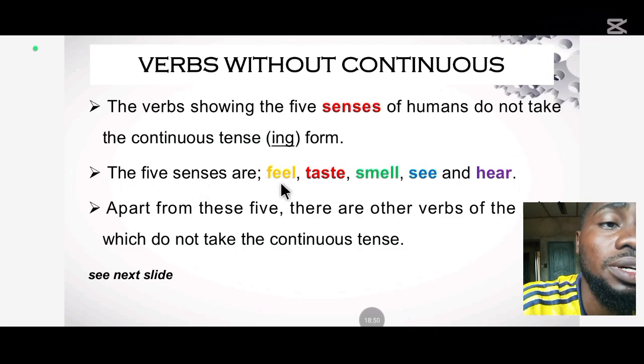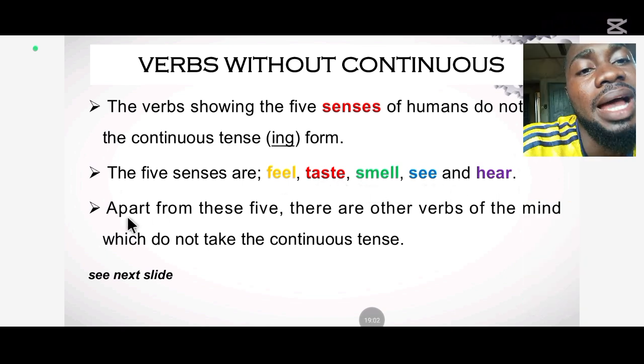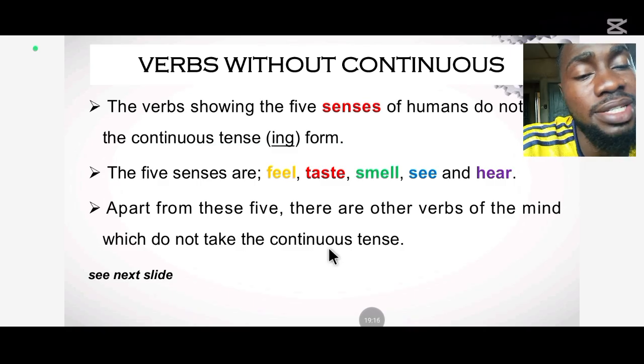The first is feel, the second is taste, the third is smell, the fourth is see, and the fifth is hear. Apart from these five, there are other verbs of the mind which do not take the continuous tense. I'm going to show you those examples as we go. Let's see the next slide for the examples.